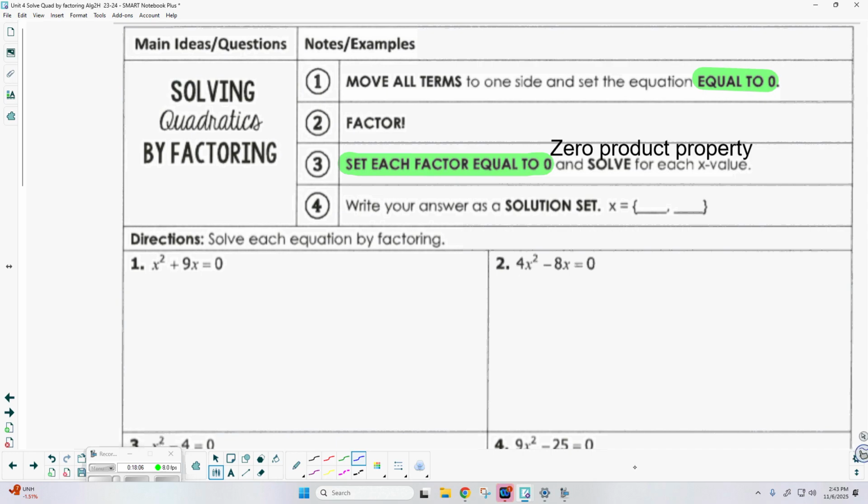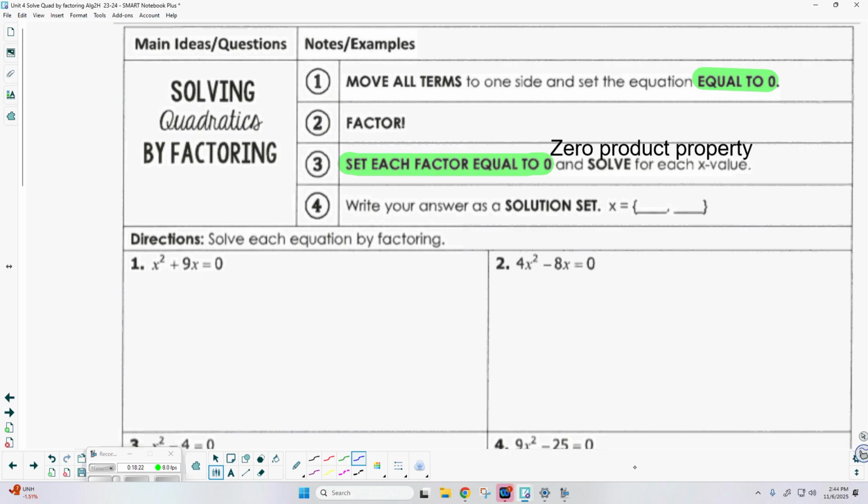Okay. Let's see. For factoring specifically, what do we do? We're going to move all terms to one side and set the equation equal to 0. If you're going to factor, it has to equal 0. Then we're going to factor using whatever strategy is available. Set each factor equal to 0 and solve.